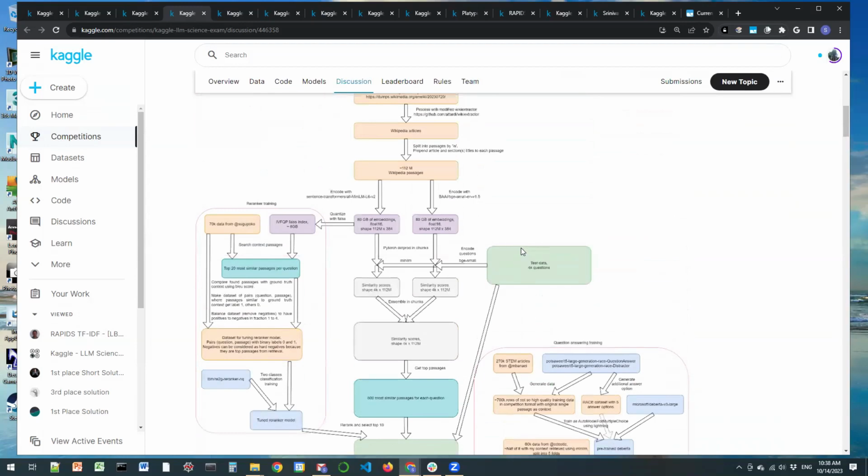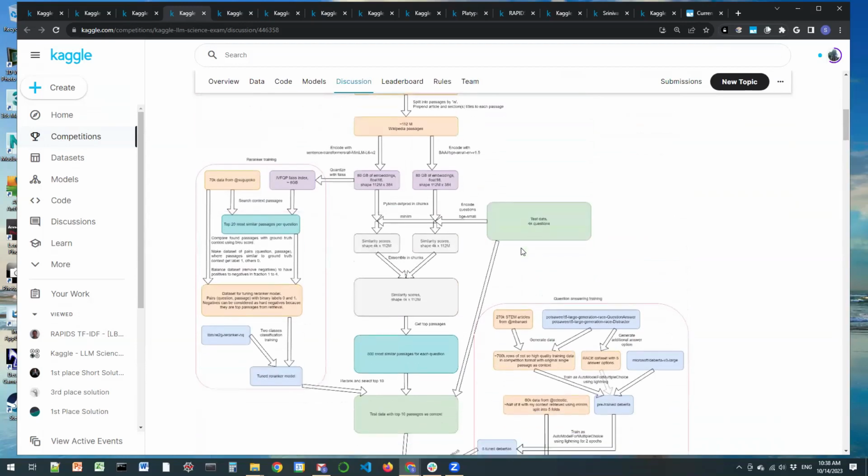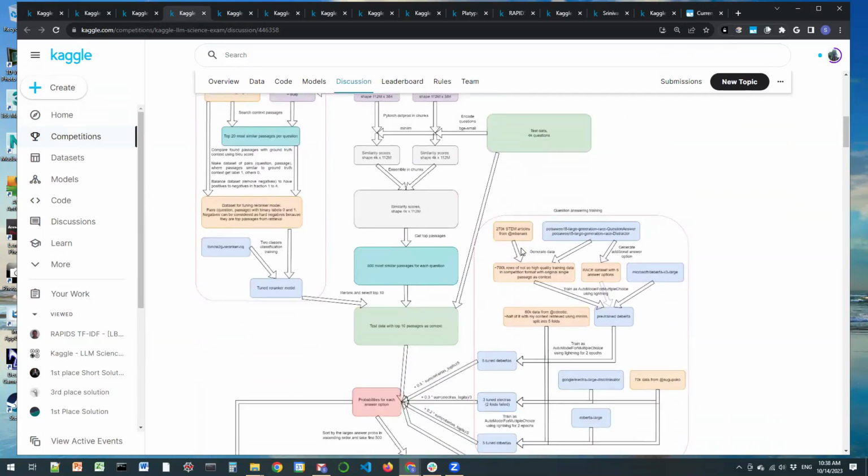Looking at the diagram makes it pretty complex, isn't it? Yeah.